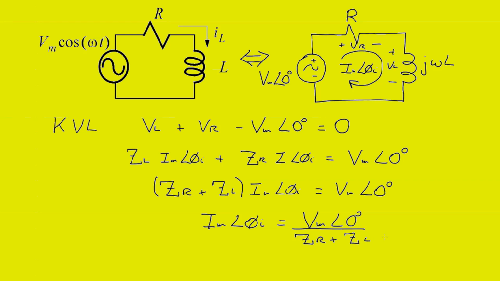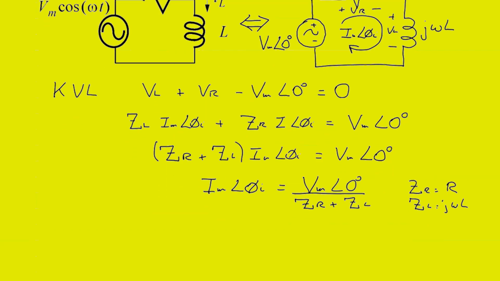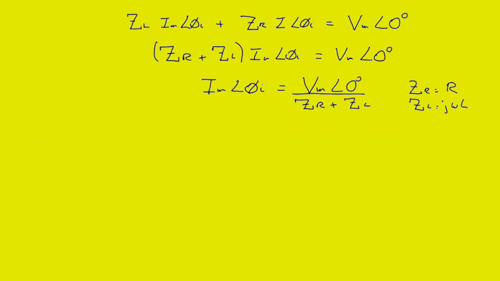At this point we can replace ZR, which will be equal to R, and we know that ZL is j omega L. We can now make these substitutions and continue with the analysis. Now we can see that our current Im will be equal to Vm at angle 0 divided by R plus j omega L.